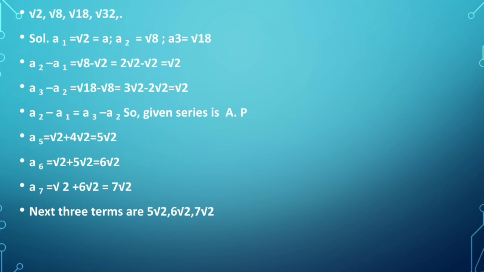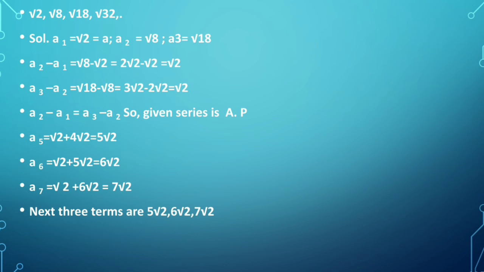And next, a3 minus a2 is equal to root 18 minus root 8. Root 18 is under root of 9 into 2, that is 3 root 2, minus 2 root 2, is equal to root 2. And again, by saying above, we can get a2 minus a1 is equal to a3 minus a2. So the given series is an AP.